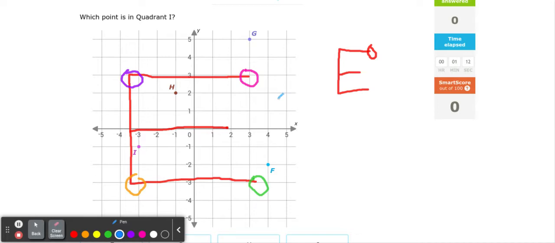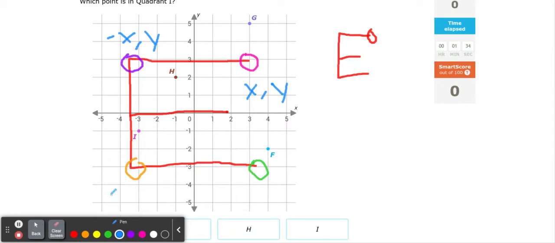But there's also other ways, such as remembering whether it's a positive or negative x. For example, in quadrant 1, it'll always be x, comma, y. There's no negative numbers anywhere. For quadrant 2, it'll be negative x, comma, positive y. For quadrant 3, it'll be negative x, comma, negative y. And then for quadrant 4, it'll be x, comma, negative y.